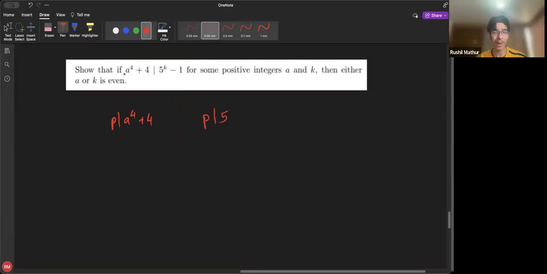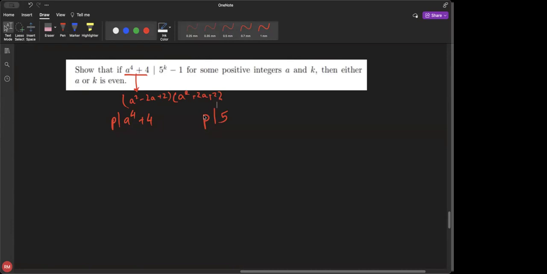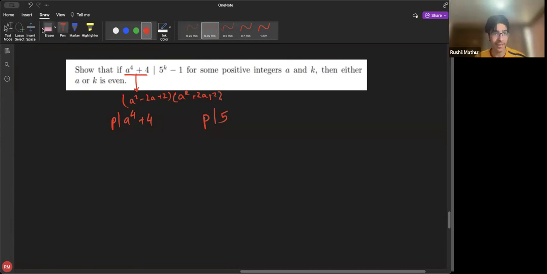Yes, that's a very good point as well. A to the 4 plus 4 can be factorized as a square minus 2a plus 2 into a square plus 2a plus 2. And I hope it's this, right? I think it's this. Am I right, guys? This is like a minus one. Wait, how do you do this again? Oh, it's like a square plus 2 whole square minus 2a whole squared. Yeah, that sounds correct. And we will use that factorization at some point possibly.